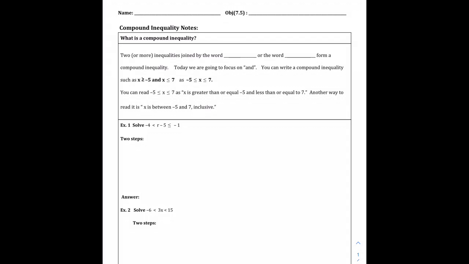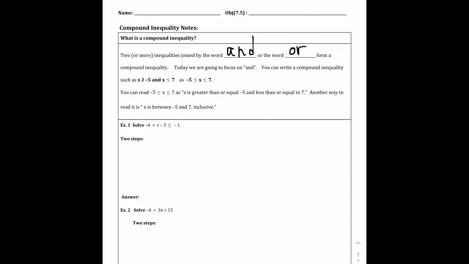Two or more inequalities joined by the word and, or the word or, form a compound inequality. Today we're going to focus on the and. You can write a compound inequality such as x is greater than negative 5 and x is less than or equal to 7 as negative 5 less than or equal to x, which is less than or equal to 7.